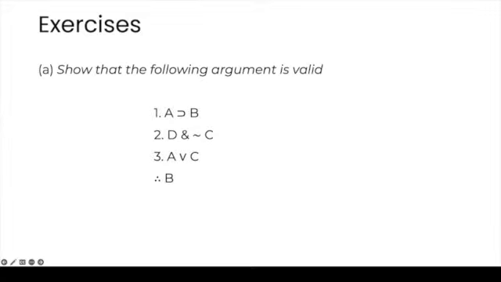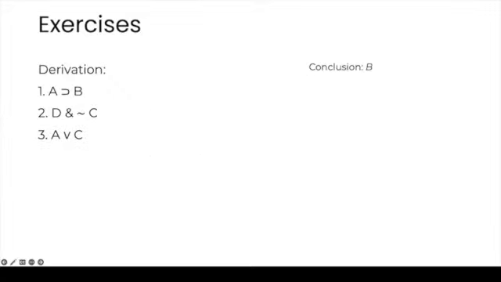Show that the following argument is valid. Let's start our derivation. On the left, we have our premises. I'm writing our intended conclusion to the right to remind you that it is our goal. So in our next line, we can write not C from line 2 by ampersand elimination. Notice that whenever we make an inference, we have to cite two things: the line or lines where we apply the rule and the specific rule we applied.